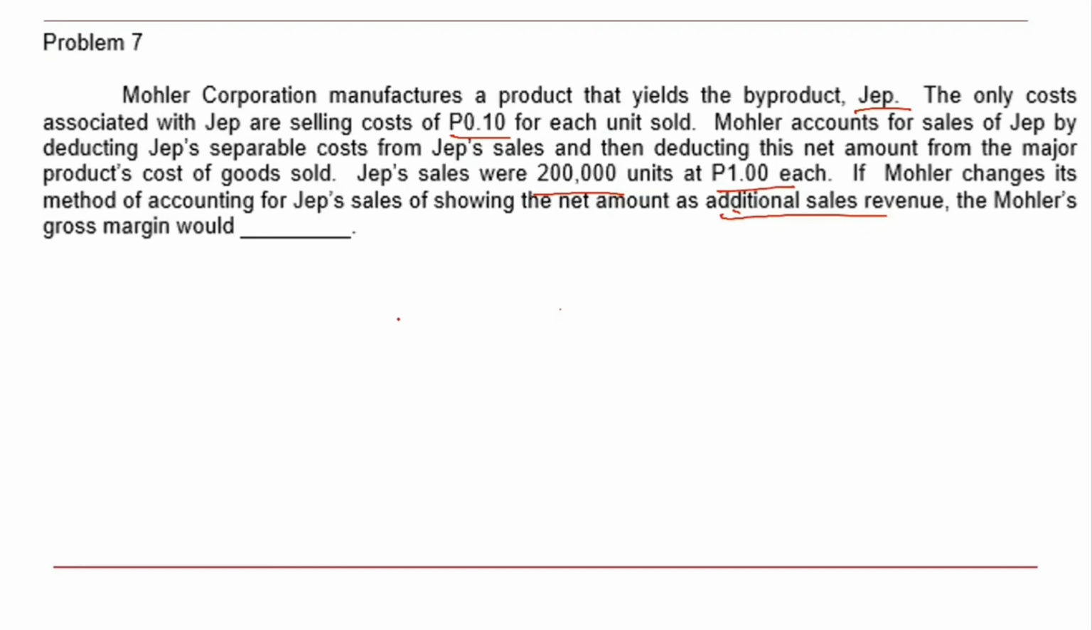Parang sinabi dito sa problem na to, we are accounting for the 200,000 units na byproducts. Tapos yung byproduct na yan, na-produce natin, tapos nabenta rin natin yung 200,000 units. Parang gusto lang niya sabihin, if Molar changes its method of accounting for the byproduct sales of showing the net amount as additional sales revenue, ano mangyayari sa gross margin natin?